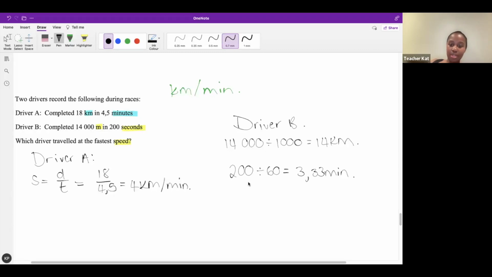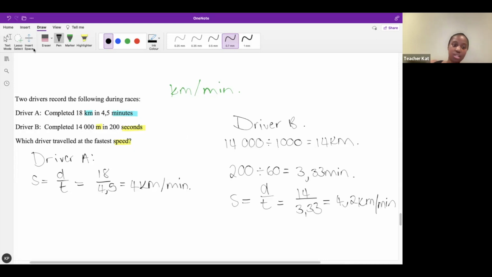Okay, now we can substitute distance over time. If I were you, I would always write my formula because we give marks for formulas. Formulae. You guys get what I'm saying. So what's 14 divided by 3,33? 14 divided by 3,33. That is 4,2 kilometers a minute. So this was a very close one, don't you think?